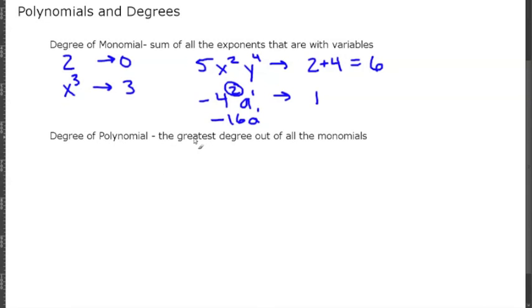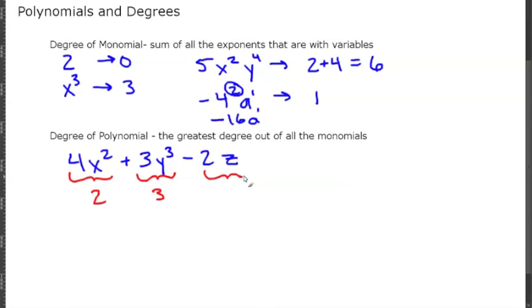The degree of a polynomial is the greatest degree out of all the monomials that are added together within that polynomial. So if we had 4x squared plus 3y cubed minus 2z. The degree of this monomial is 2, the degree of this monomial is 3, and the degree of this monomial is 1. Therefore, 3 is the greatest degree, so the degree of this entire polynomial is 3.